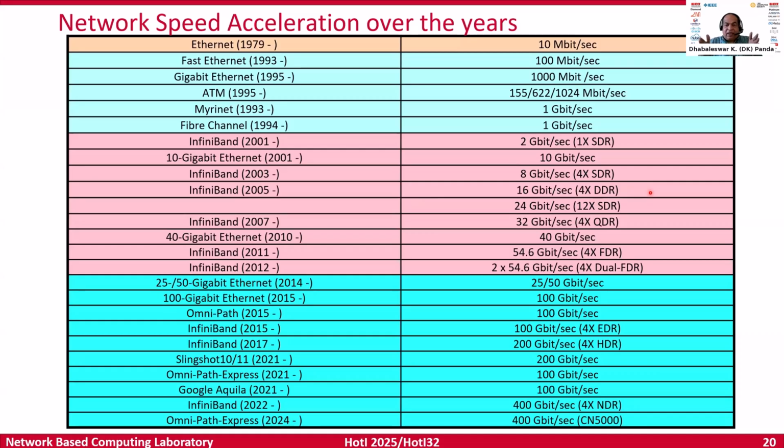That means I have one clock. Instead of sending only 1 bit, I can send 1 bit on the rising edge and 1 bit on the falling edge. So now you effectively get double the bandwidth, 8 to 16.